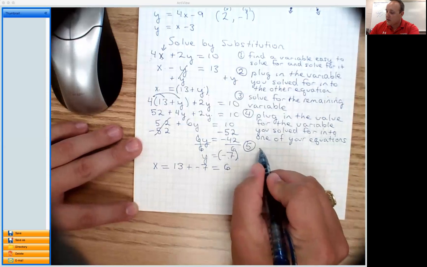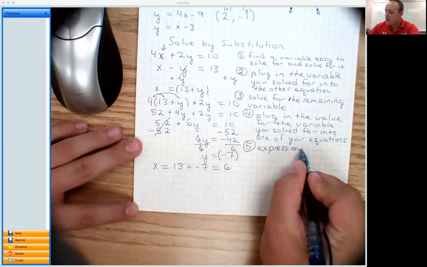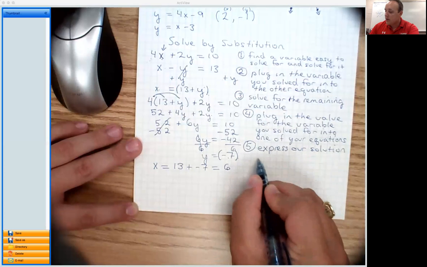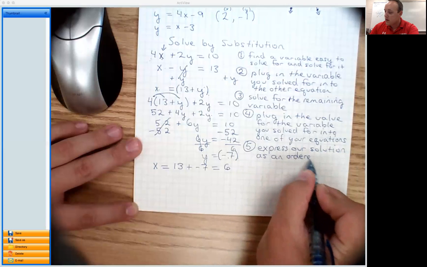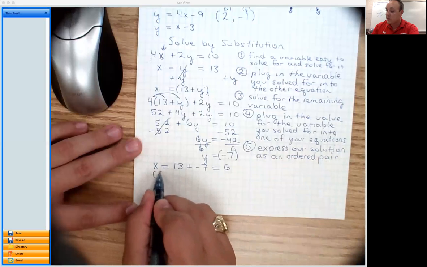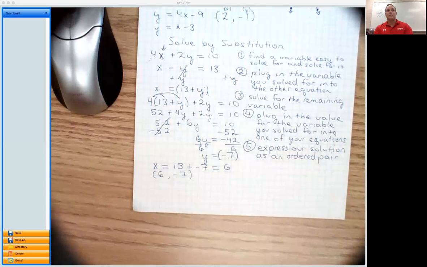Now we have to express our solution as an ordered pair. Positive 6, negative 7. Remember how it goes x, y? Okay. Positive 6, -7. Okay.